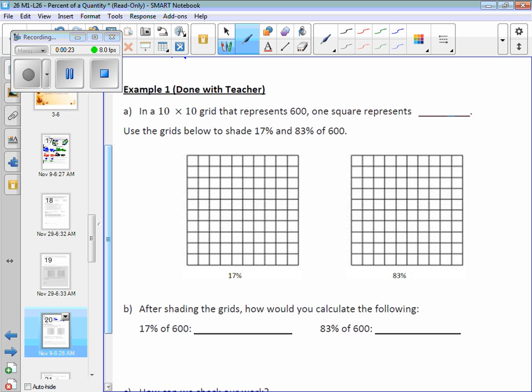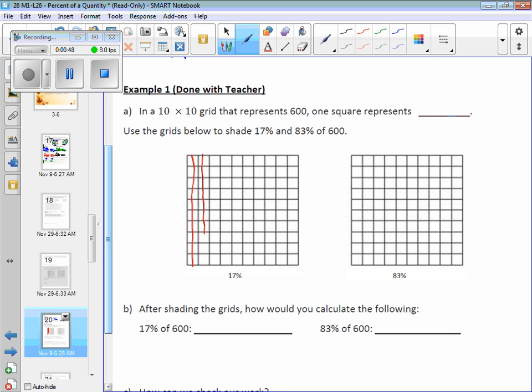If you want to, here, can I show you a shortcut? Because we are pressed on time. Just put a line through the boxes you would shade. There's 10. There's 17. It's just a quicker way to do it. All right? What about 83%? How many boxes would you shade? Obviously, 83.